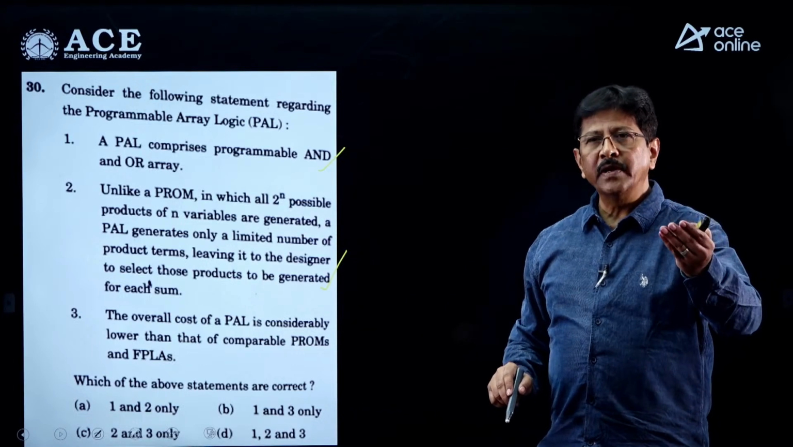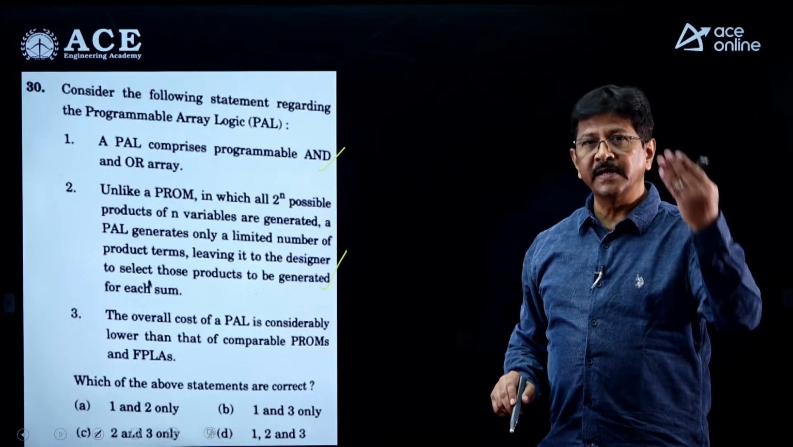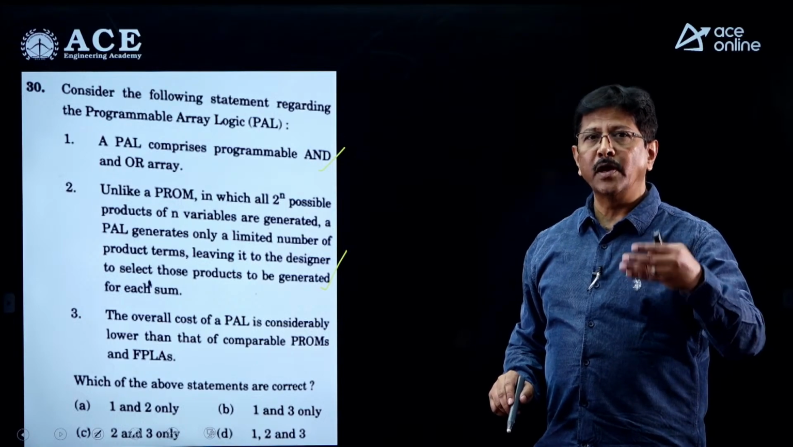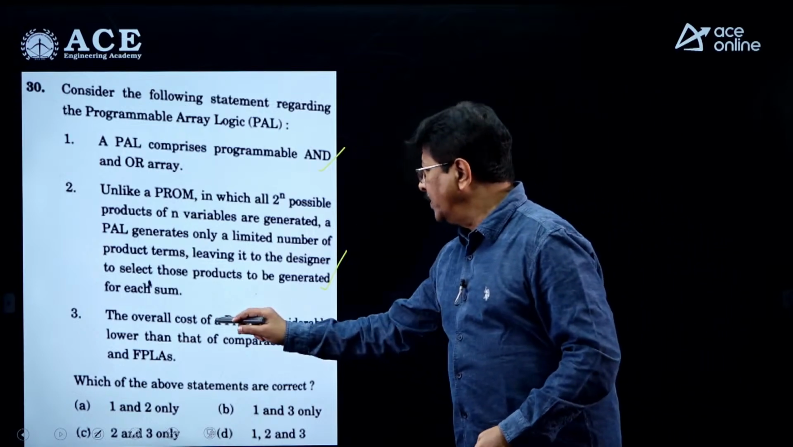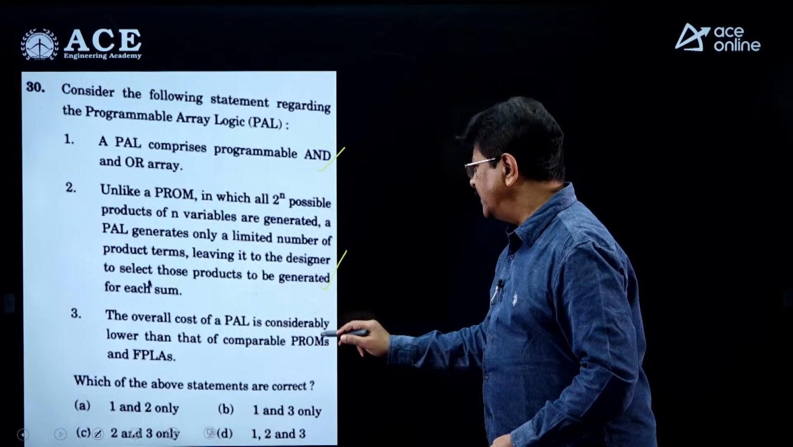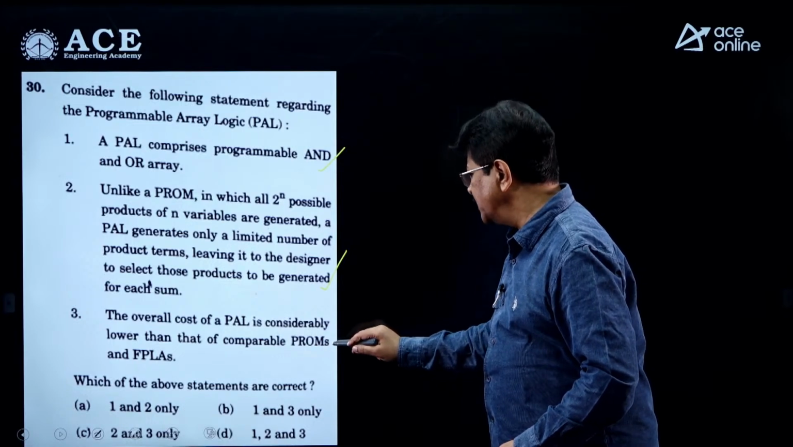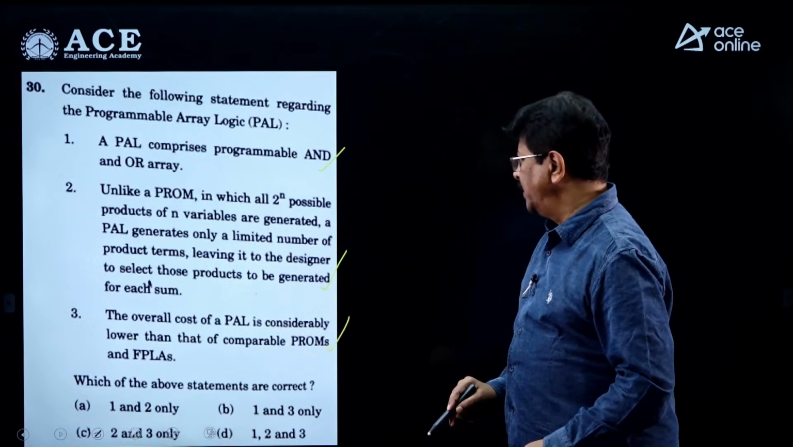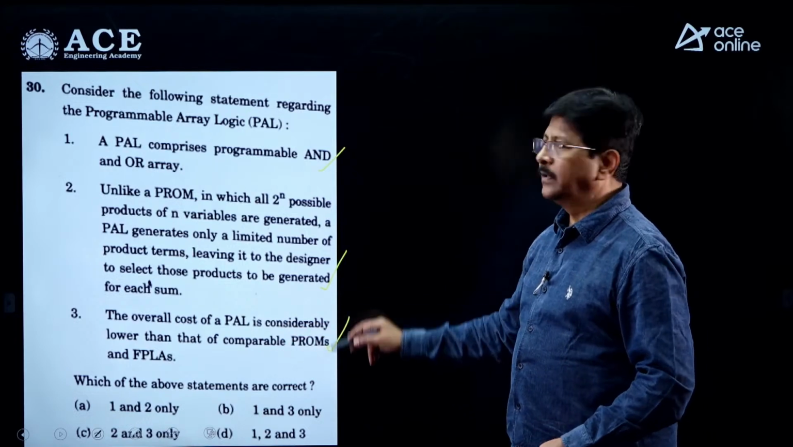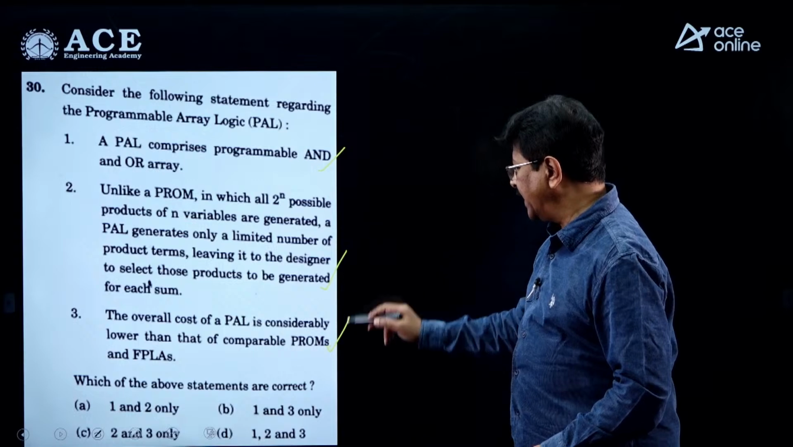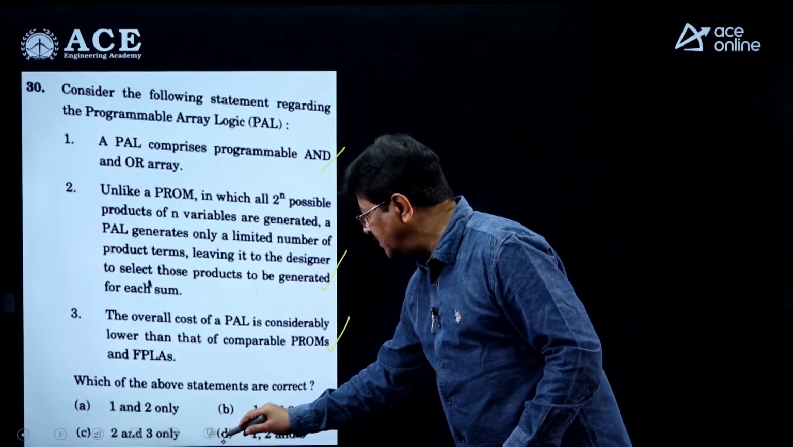Read-only memory's main disadvantage is it produces all the min terms whether it is required or not. That is non-essential. Hence we go for the PAL. The overall cost of PAL is considerably lower than that of comparable PROMs and FPLAs. This is also true. So what is asked? Which of the above statements are correct? 1, 2 and 3, all of them are correct. So the correct answer is D.